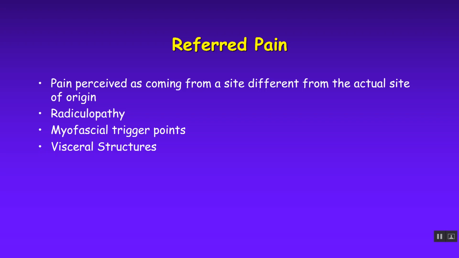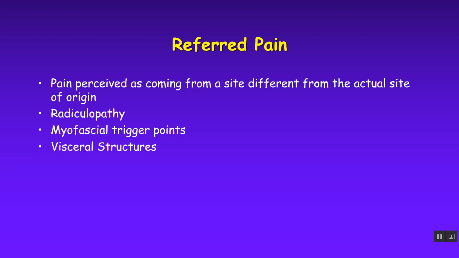But the actual damage to the tissue, it's referred. It's referred pain to the area, the dermatomal area that's associated with that nerve, but they're not having damage to that tissue. Okay. Referred pain can come from visceral structures too.